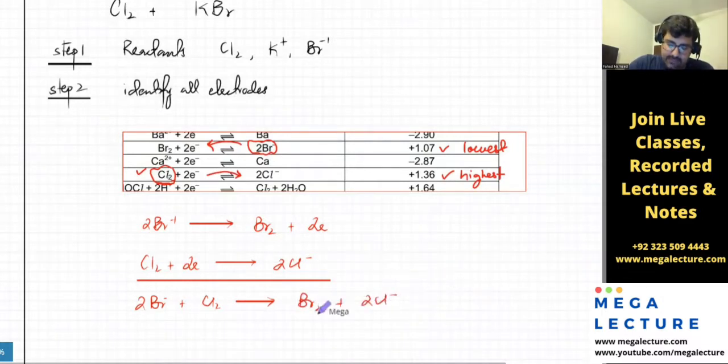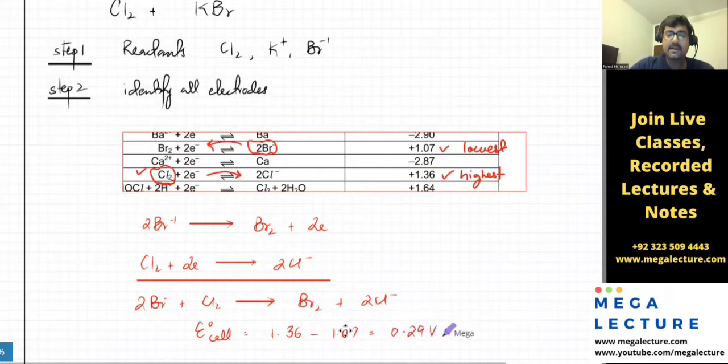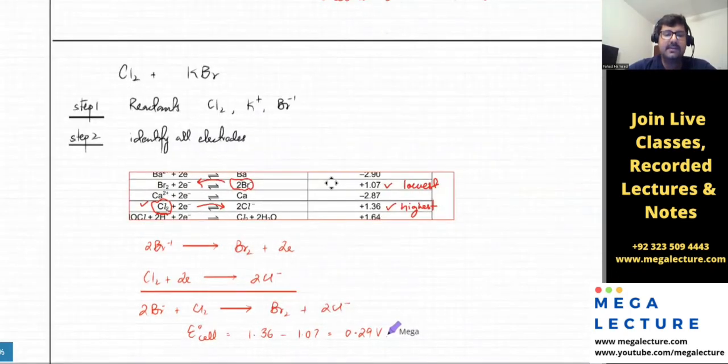And the E0 cell will be higher potential minus lower potential. So it's going to be 1.36 minus 1.07. So I'm just going to repeat it. It's not actually minus 1.07. You're just calculating the difference between the two. It's not that because it's going backward it's minus 1.07. You're just calculating a difference, and the difference comes out to be 0.29 volts. Check it. So you're getting 0.29 volts for this. That's how you've been able to predict the reaction.